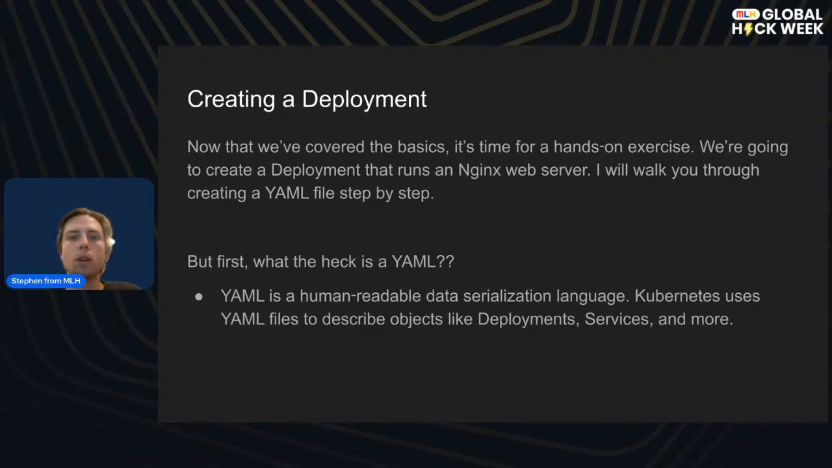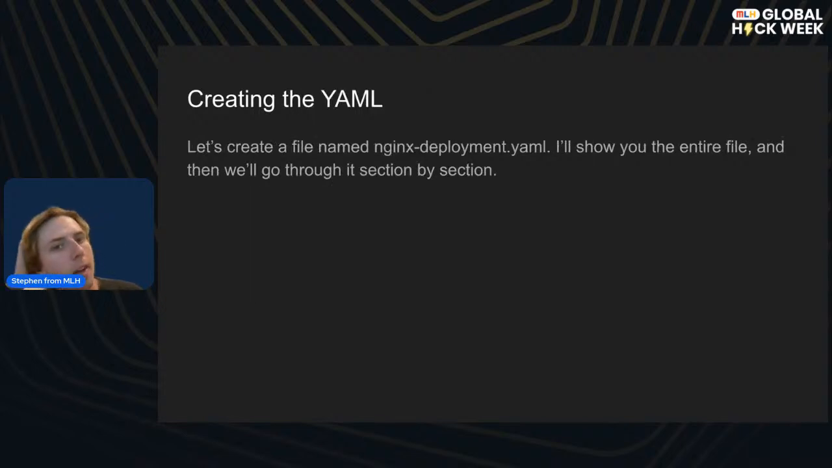So the first thing we're going to do is create a file named nginx-deployment.yaml, and we're going to do that in our VS Code. So let's open up that VS Code. See if I can get it open for us.